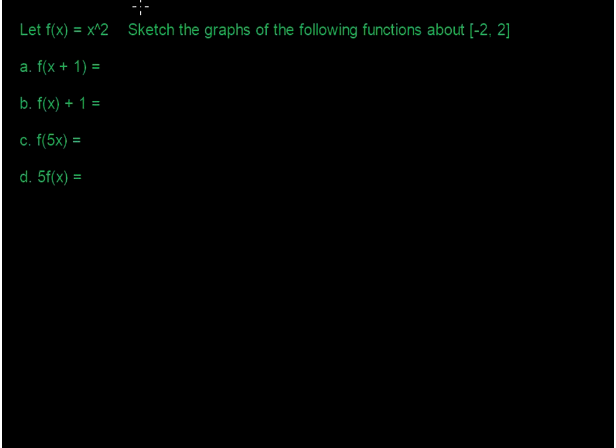Okay, so this question here is saying, let f of x equal x squared. Sketch the graphs of the following functions about -2 to +2. All that this part right here means is the domain on the graph is going to go from -2 to 2. So let's set up our graph real quick.